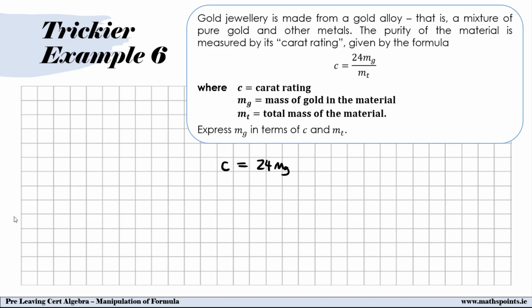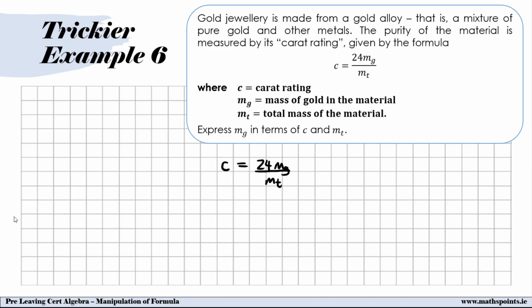So this is 24 mg over mt. The reason we might have subscripts is just to show that mg and mt are different things. They're both based on mass, but one of them, mg, is the mass of gold in the material, and mt is the total mass of the material. So if we want to find out what the carat rating of the material is, we multiply 24 by the mass of gold, and we divide that by the total mass of the material.